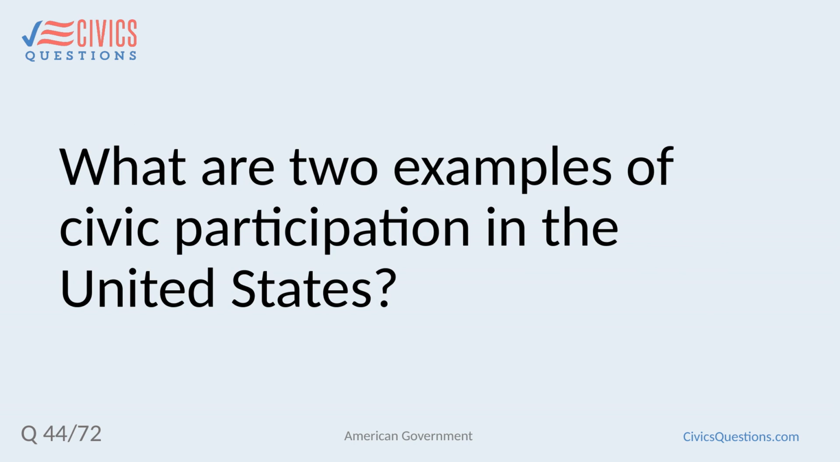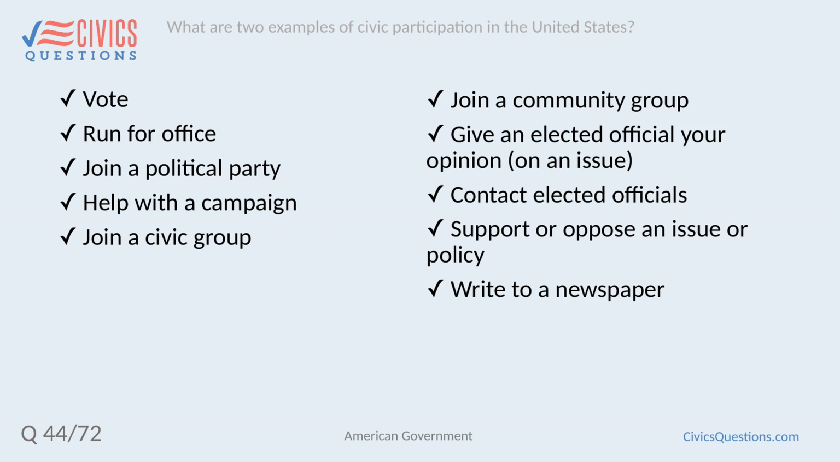What are two examples of civic participation in the United States? Vote, run for office, join a political party, help with a campaign, join a civic group, join a community group, give an elected official your opinion on an issue, contact elected officials, support or oppose an issue or policy, write to a newspaper.